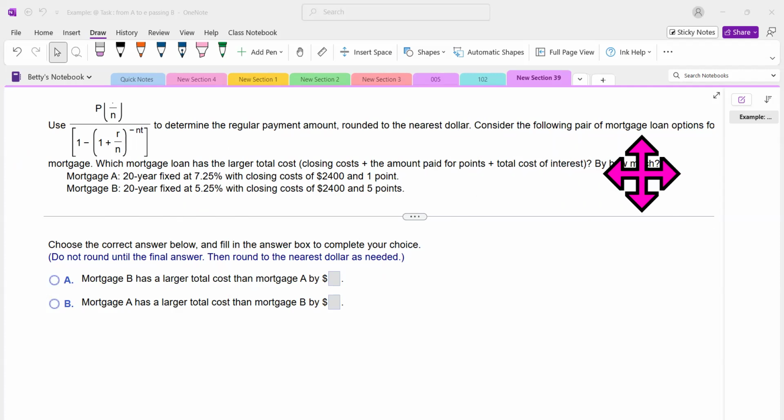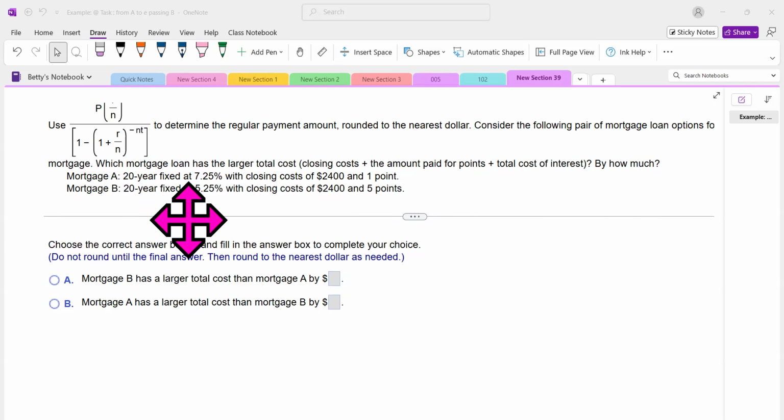Consider the following pair of mortgage loan options. Which mortgage loan has the larger total cost? The total cost includes closing costs, the amount paid for points, and the total cost of interest. By how much? So we have two plans.